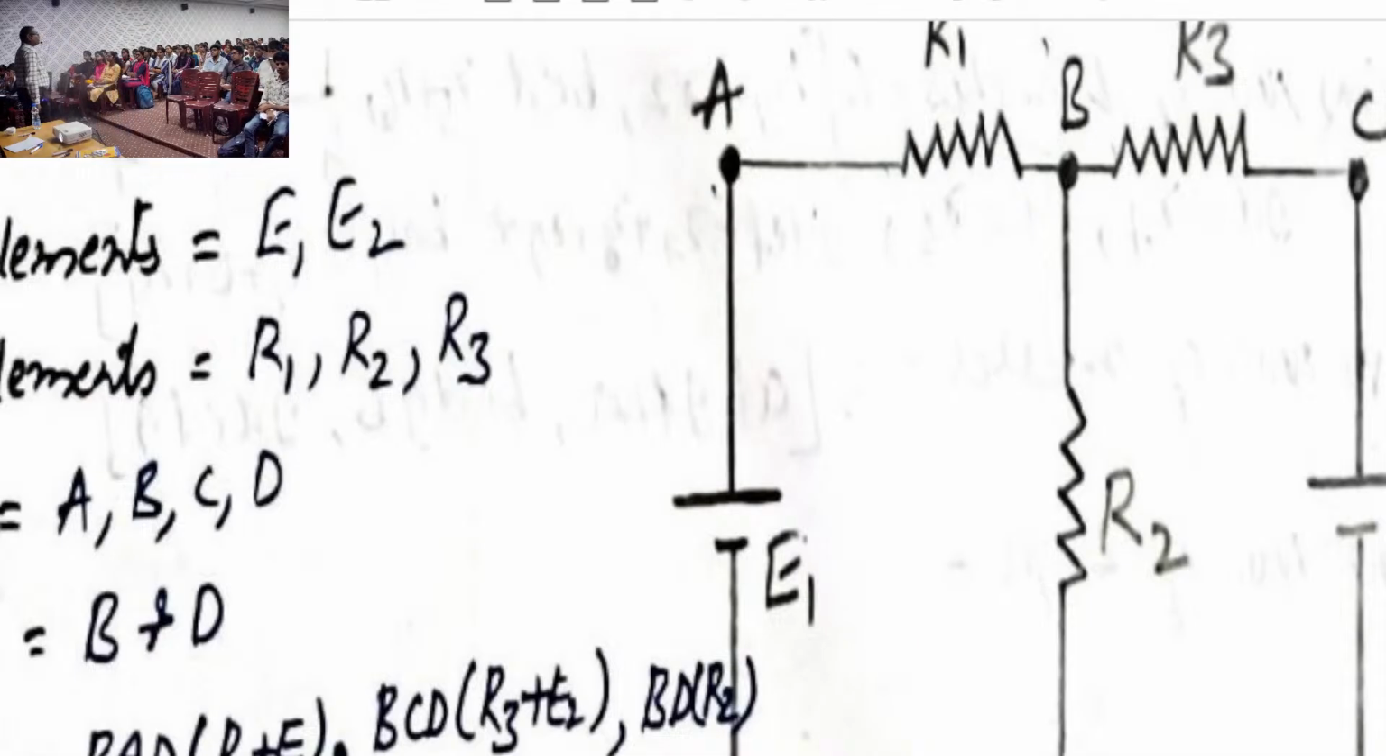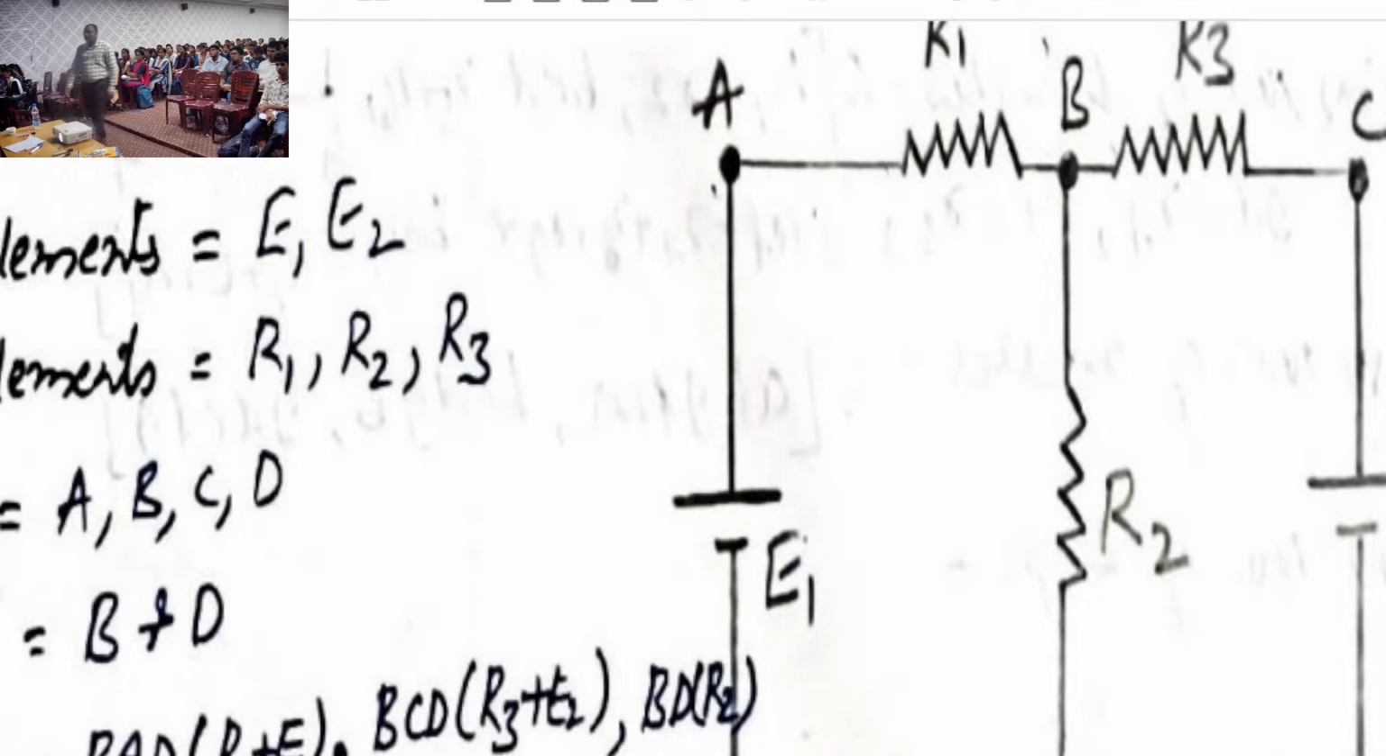How to find out the nodes for the given circuit? A node is a point where a minimum of two elements are joined. If more than two are joined, that is fine, but we have to start with a minimum of two.